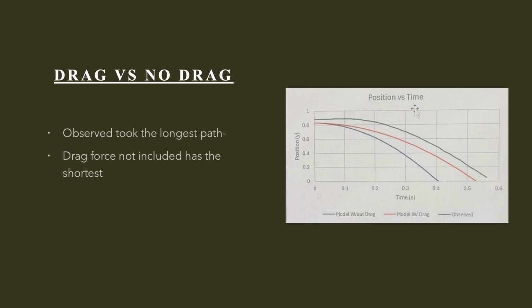And then we can see the model with drag, which is the orange line, and the model without drag, which is the blue line. When we weren't including drag, we actually got a much shorter path, which shows that when external forces are added, it takes objects a lot longer to complete their path.